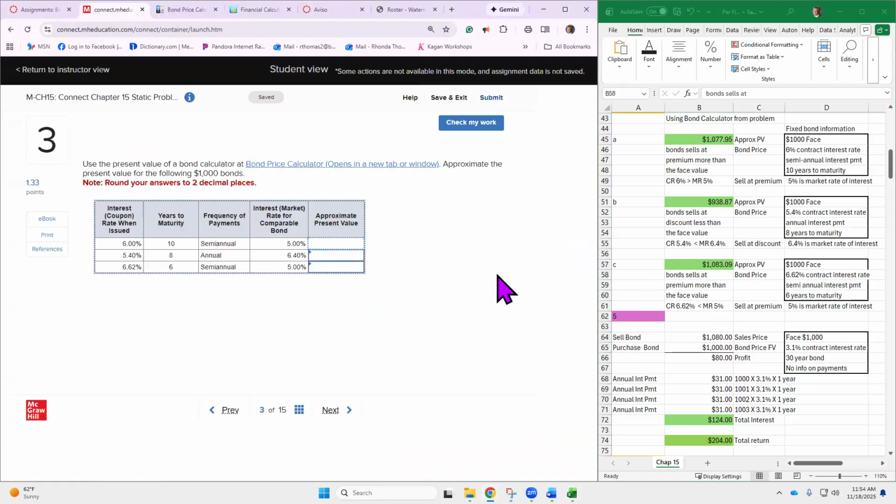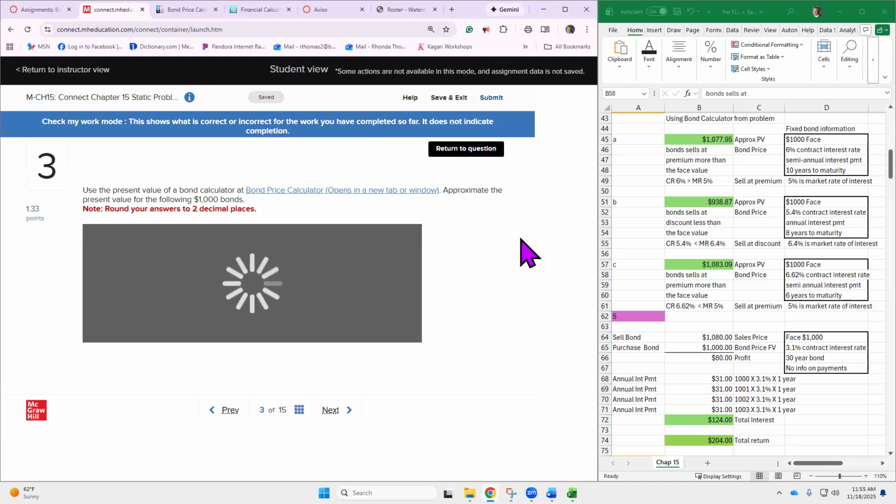So once again, approximate present value, approximate. So something close to it, right? But we do know which direction the price will go because we know the contract rate and the market rate. Once again, when the contract rate on a bond and the market rate are the same, it sells at its face. And they didn't have you sell it at its face for this one. So just keep that in mind though. All right, so last one. Let's see, hope and pray we got it.